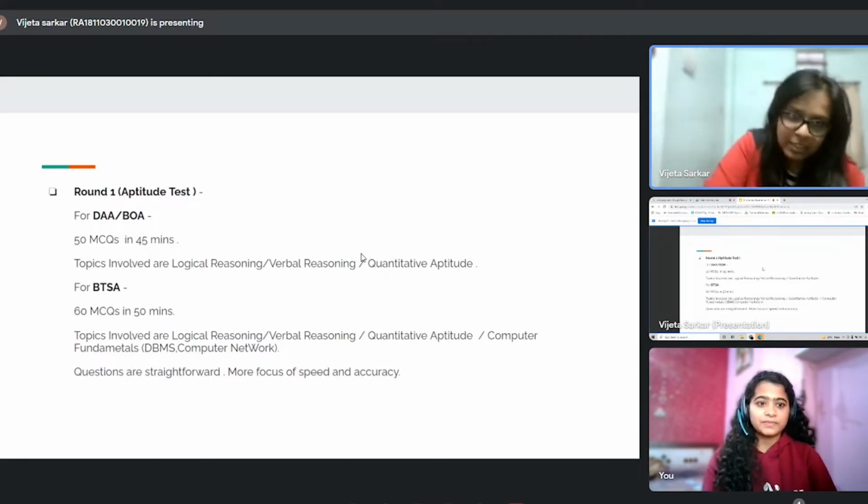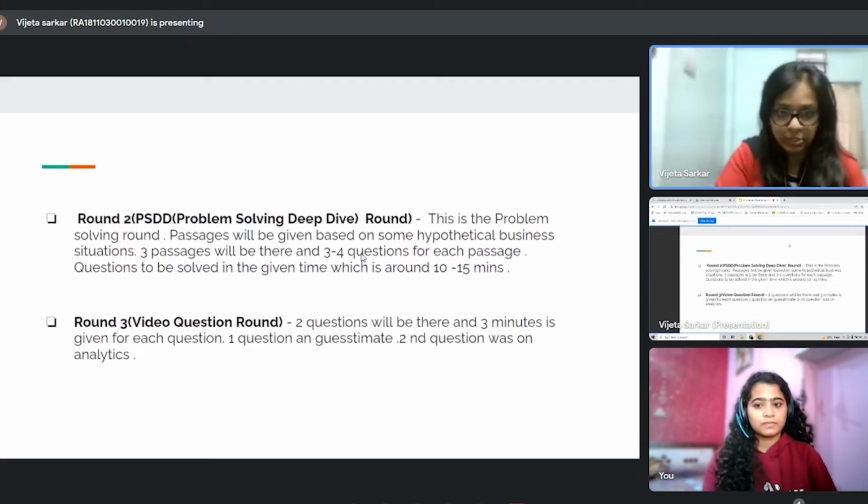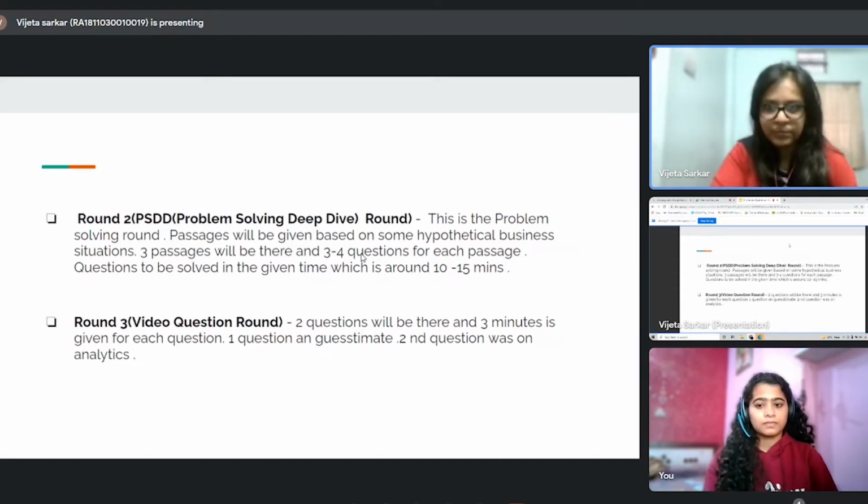After this, there is a PSDD round, as ZS calls it. It's problem solving deep dive. In this, we would be given hypothetical business situations, passages. About 3 passages are given, and for each passage, there are 3 to 4 questions. They are all situation based questions, and we have options for them. We need to select whichever option we feel is the right answer. This takes about 10 to 15 minutes.